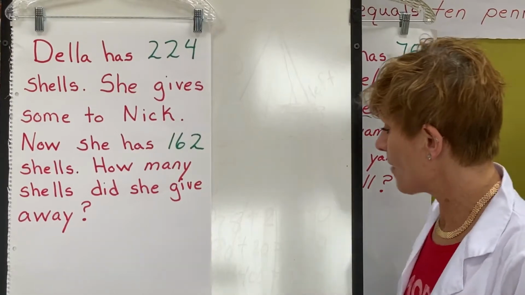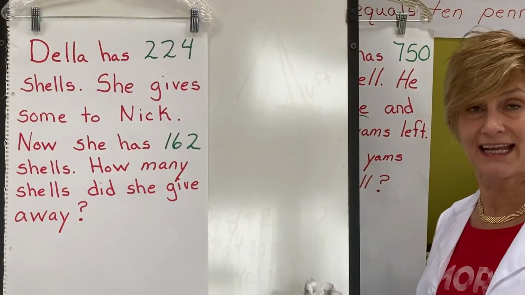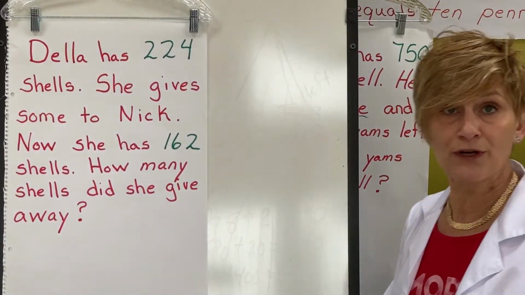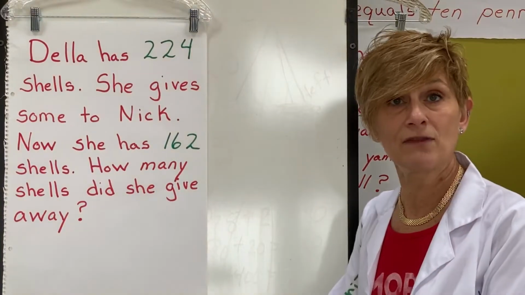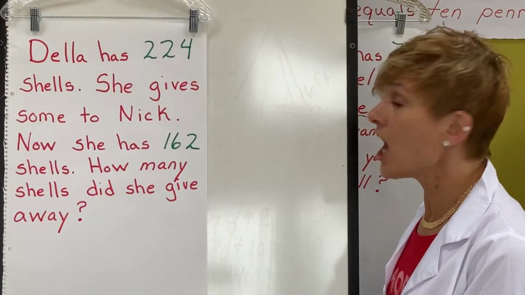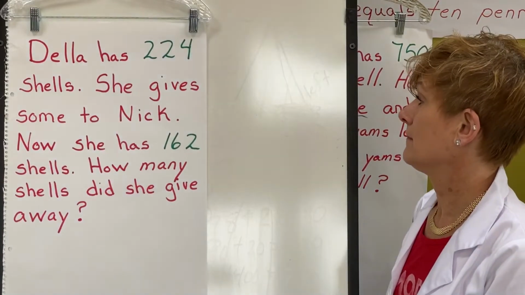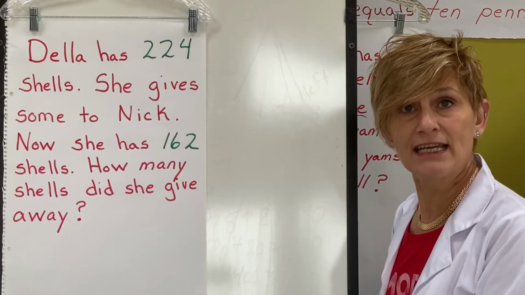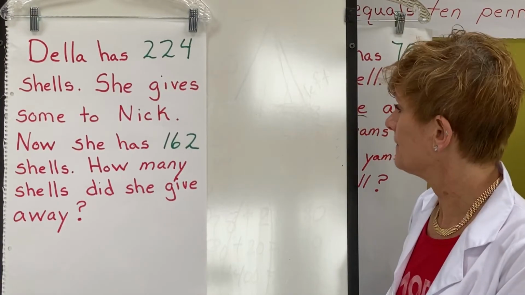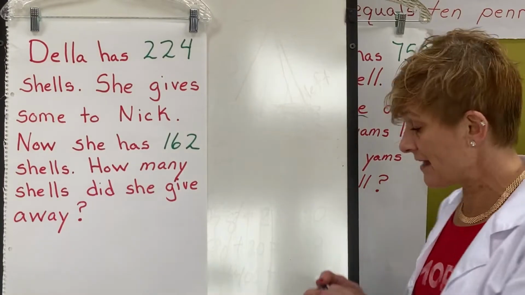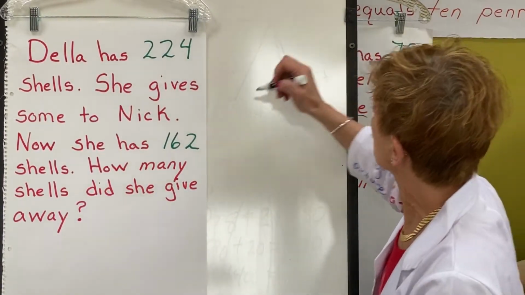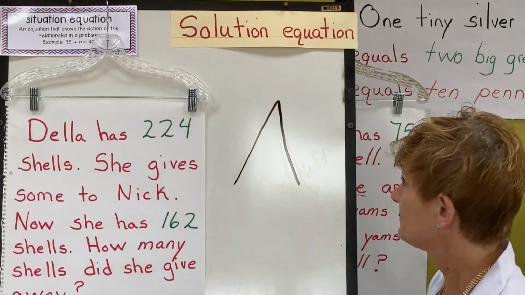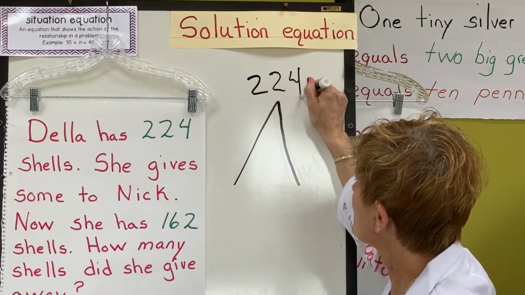When we look at a story problem, it's important for us to think about what's happening in this story problem. Della, you got 224 shells. Probably got them at the beach. Nick comes along and you gave him some. Now she has 162 left. What did she give Nick? I hope you guys are doing a math mountain. I'm going to use a better marker. Oh, this is a good one. Do I know the total, friends? That's what she started with.